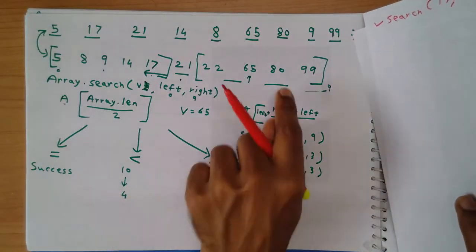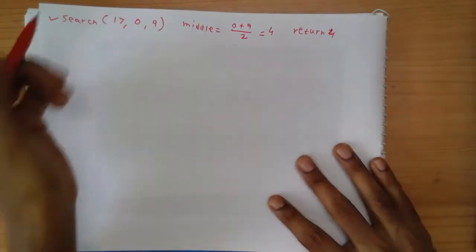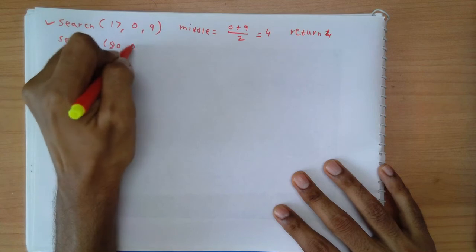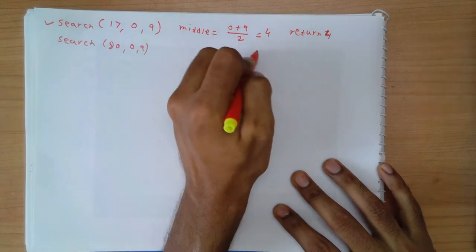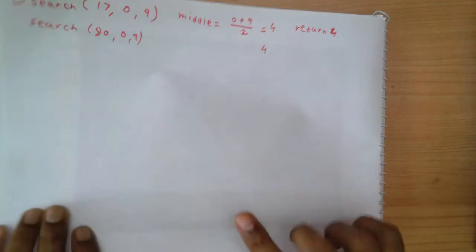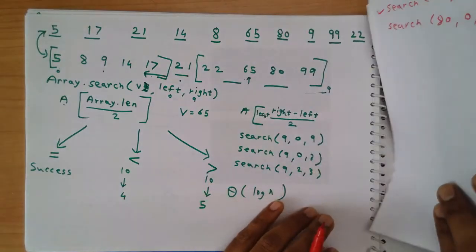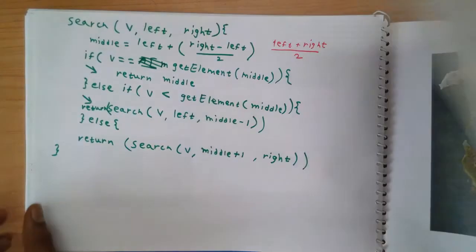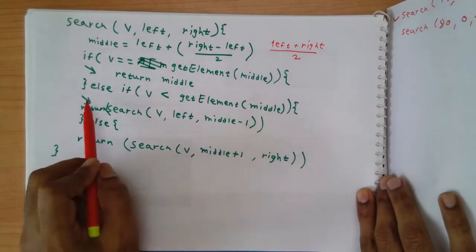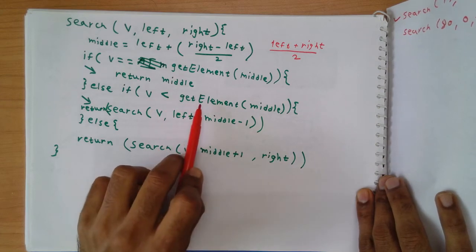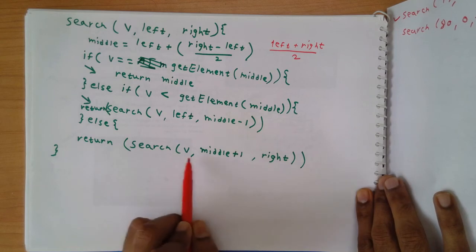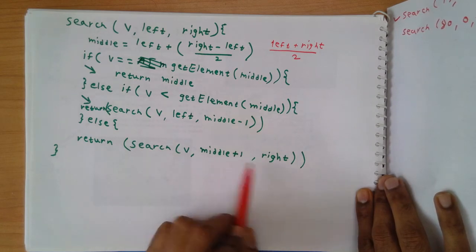Okay, so now let's try to search value, say 80. If I search for 80 from 0 to 9, again my middle is going to be 4. There is no difference. But now when I find the middle element, it is 70, and my v is not equal to the middle element. My v is not less than the middle element, rather my v is greater than the middle element. So I have to search value v in middle plus 1 and right.